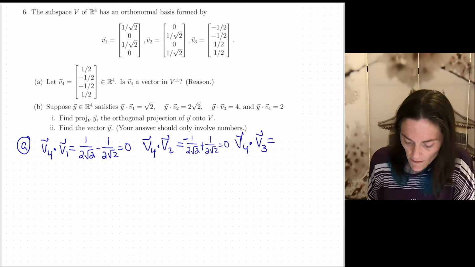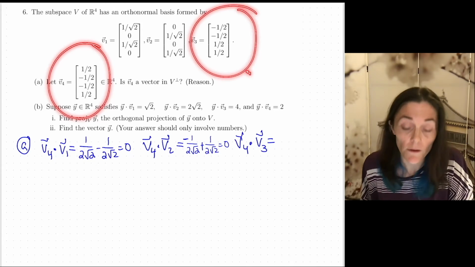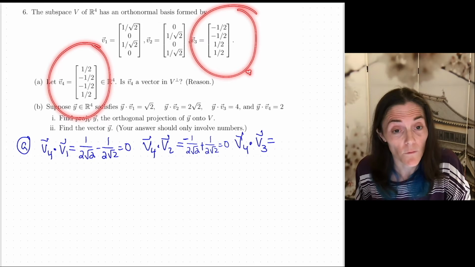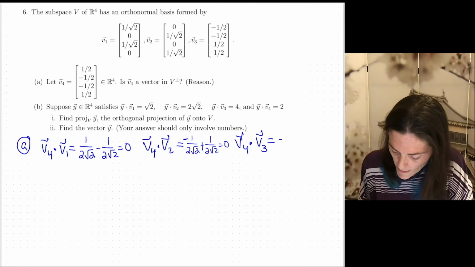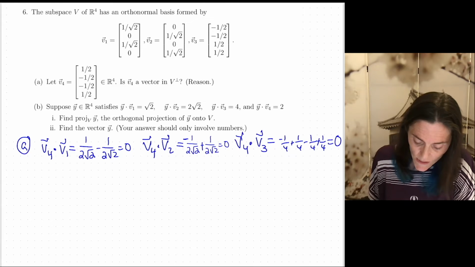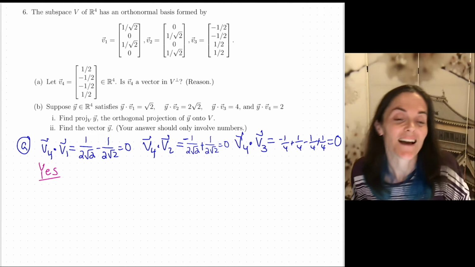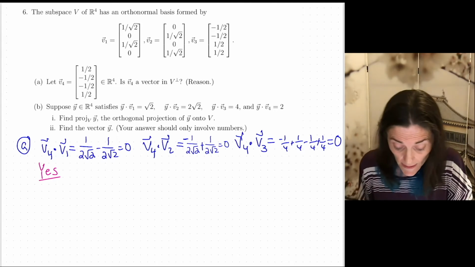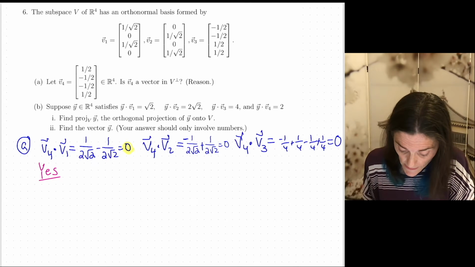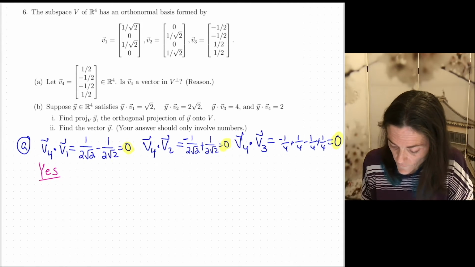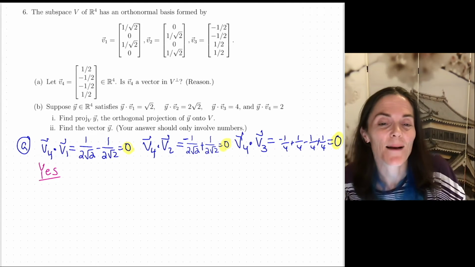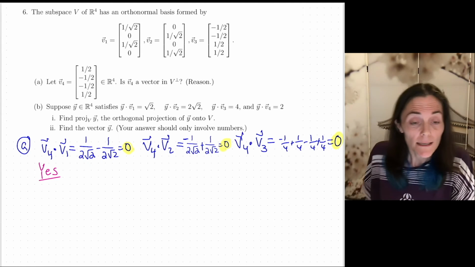Now we take this vector and we dot product here. But you notice we have minus a fourth, plus a fourth, minus a fourth, plus a fourth. We get 0. So the answer in A is yes. Just because, as I mentioned, V4 dot each vector in this basis is 0. Therefore, V4 is in the orthogonal complement of V. Very nice. Now, let's move on.